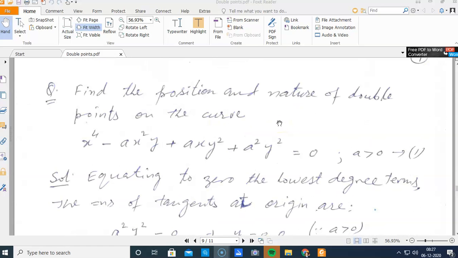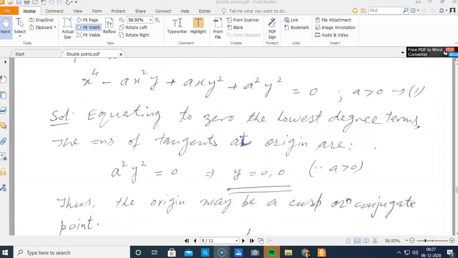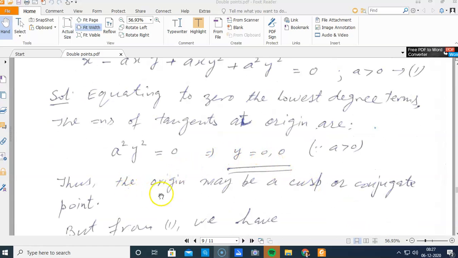Now coming to the next, that is, find the position and nature of double points on this curve. A is given greater than 0. By equating to 0 the lowest degree terms, the equation of tangents to this curve is given by this, and it indicates that the origin may be a cusp or conjugate point because of the coincident tangents y equal to 0, y equal to 0.